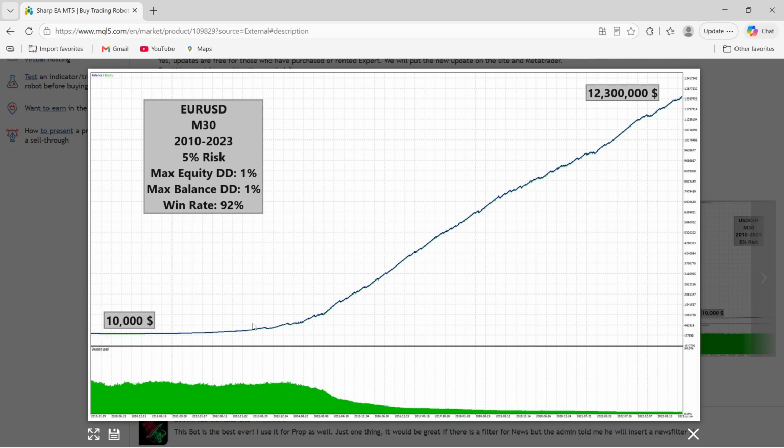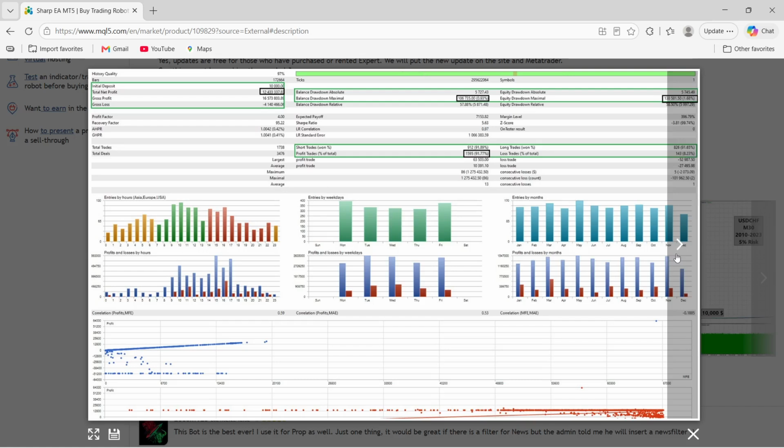Even after the slow start, it's actually picked up over the years, and then it resulted in pretty decent gains. As you can see, from an initial deposit of $10,000, the net profit at the end of the period was $12,300,000. Okay, let's take a look at some of the other screenshots here on the page.